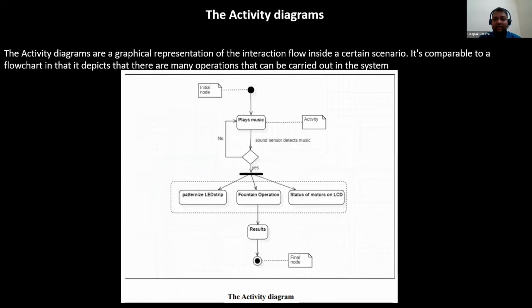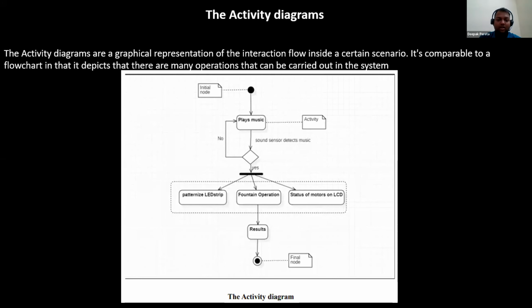Then coming to our activity diagram. An activity diagram is a graphical representation of the interaction flow inside a certain scenario. It is comparable to a flowchart showing different activities in serial order. First was the initial node, that is, we played some music. Then we had a mic, that is a sound sensor. If it detected the music, then it moved further. If it did not, then it stayed there.